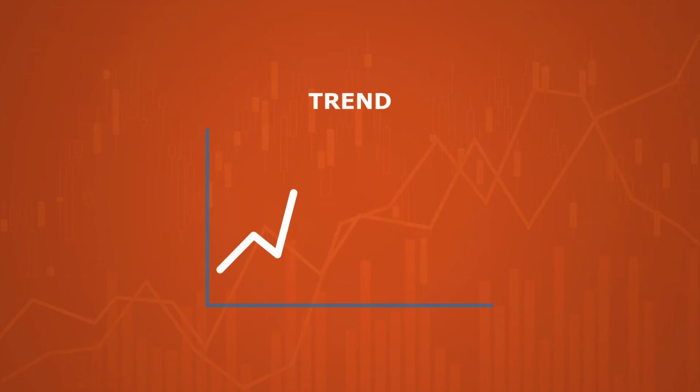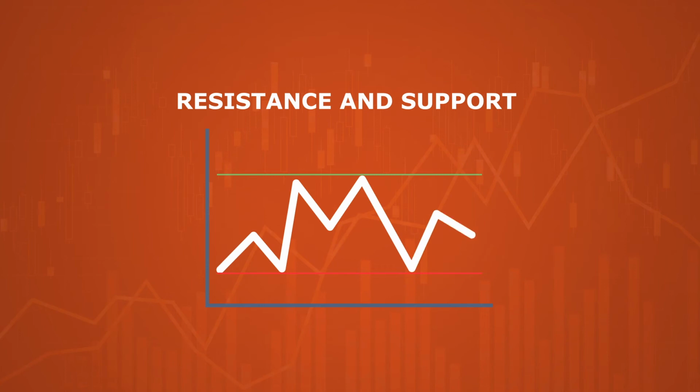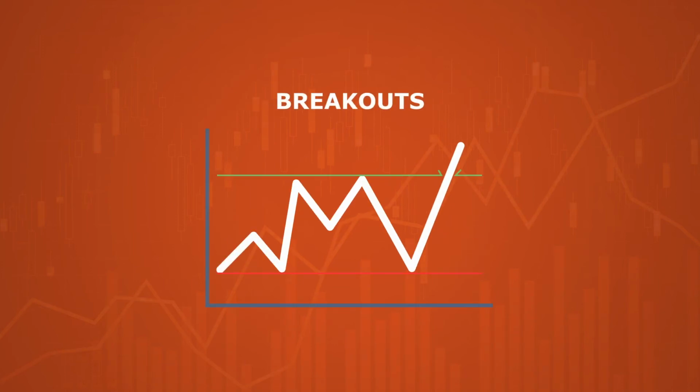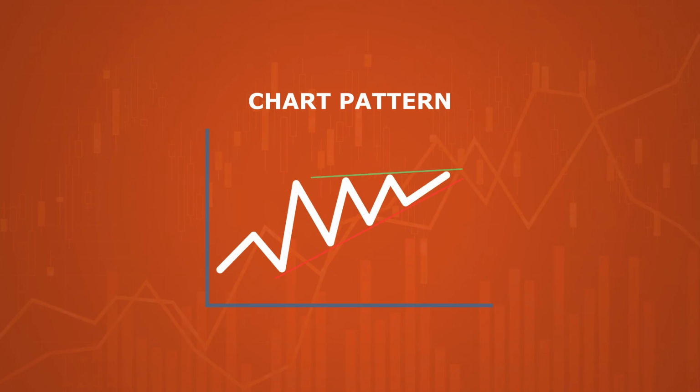Trending means that price tends to move in one direction for an extended period of time. Resistance and support levels indicate a price level that may prompt a net increase of either selling or buying activity. Breakouts occur when prices break through the lines of prior support or resistance. As a rule, breakouts are accompanied by an increase in volume. A chart pattern is formed by the movement of security or commodity prices.